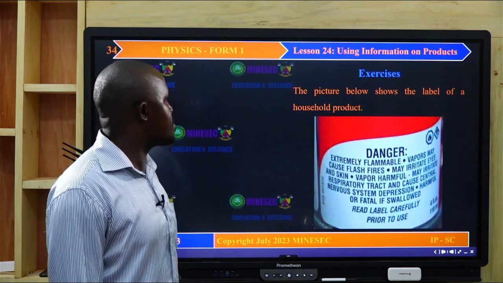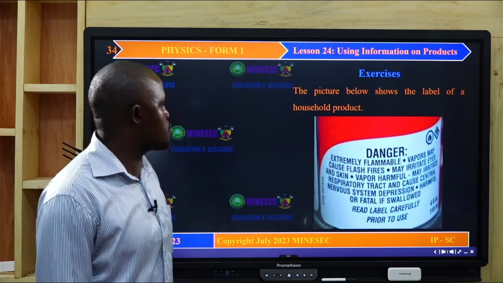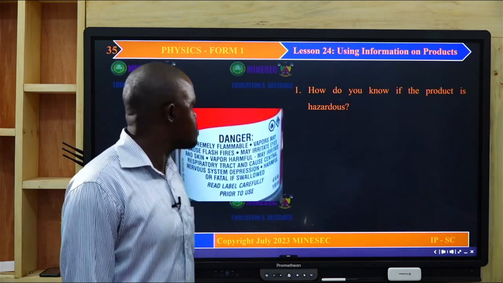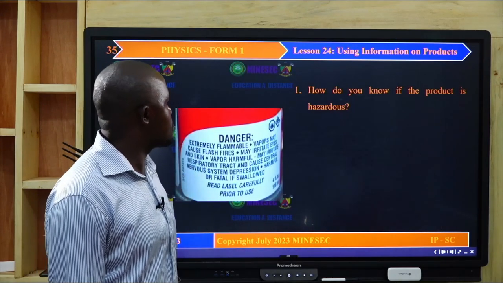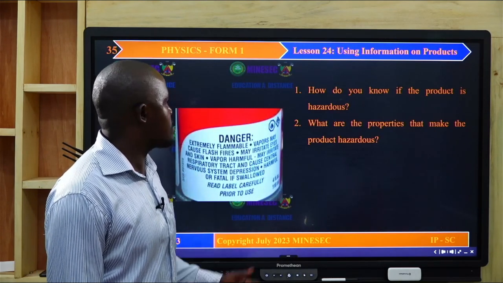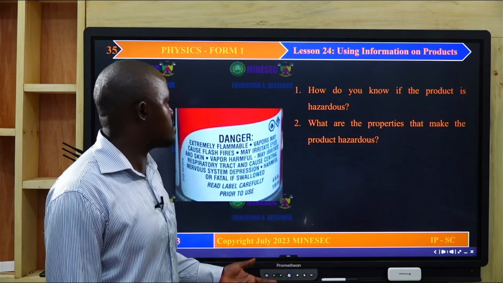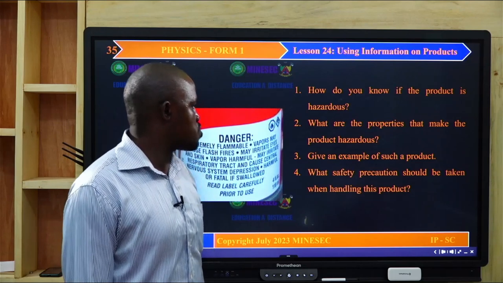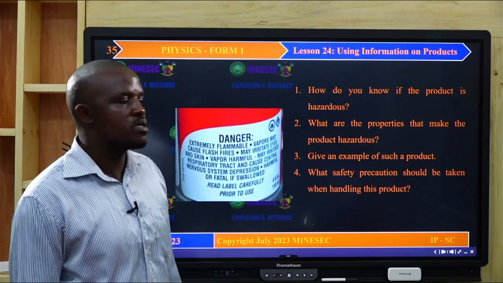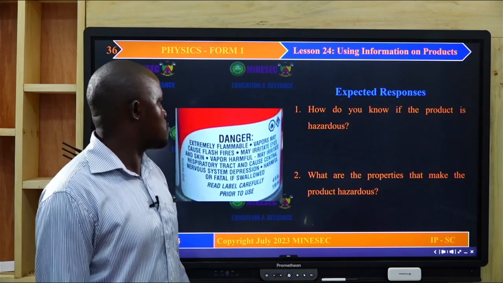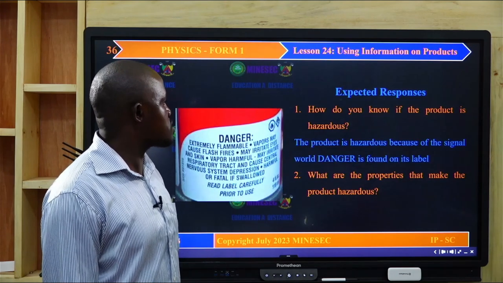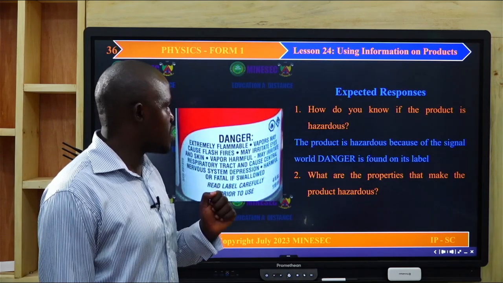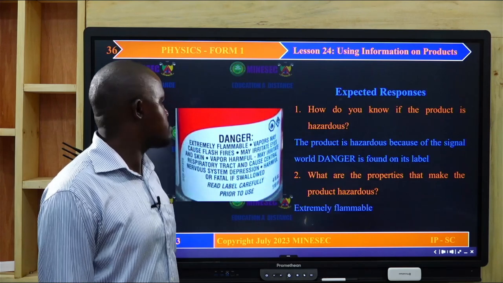For exercises, the picture below shows the label of a household product. How do you know if the product is hazardous? What are the properties that make the product hazardous? Give an example of such a product. What safety precautions should be taken when handling this product? So for a specific solution, here the product is hazardous because the signal word danger is found on its label. You can see it.